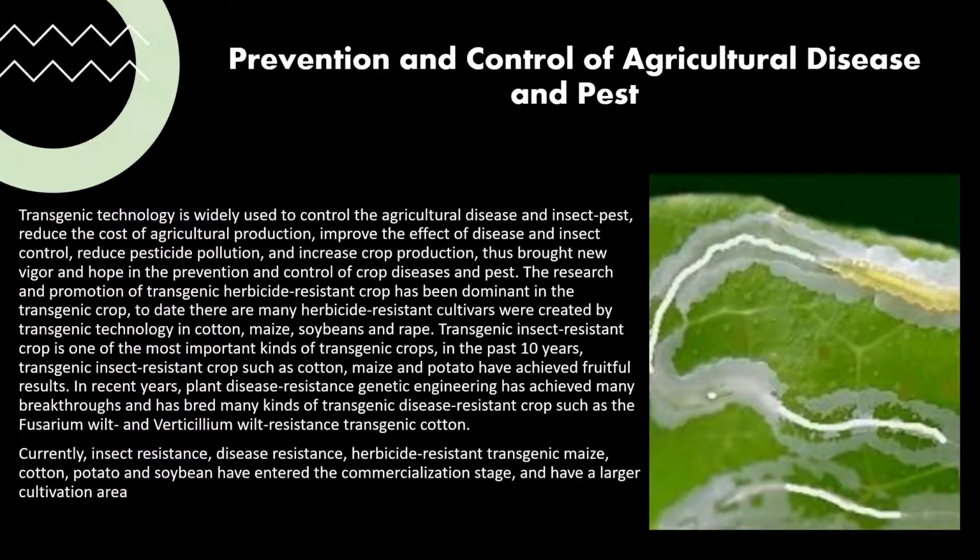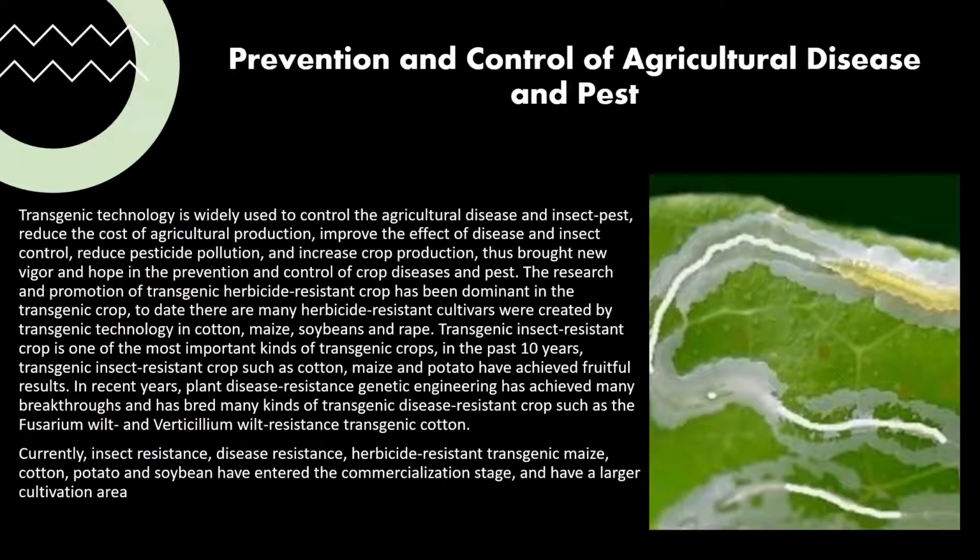The research and promotion of transgenic herbicide resistant crops have been dominant among transgenic crops. To date, many herbicide resistant cultivars have been created by transgenic technology in cotton, maize, soybeans and rape. Transgenic insect resistant crop is one of the most important kinds of transgenic crop. In the past 10 years, transgenic insect resistant crops such as cotton, maize and potato have achieved fruitful results.